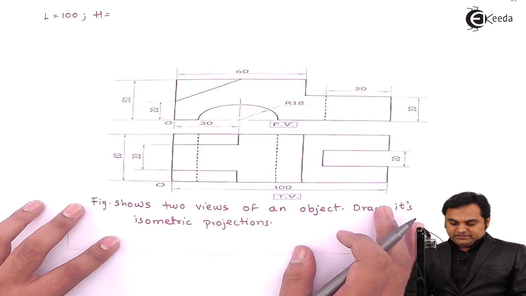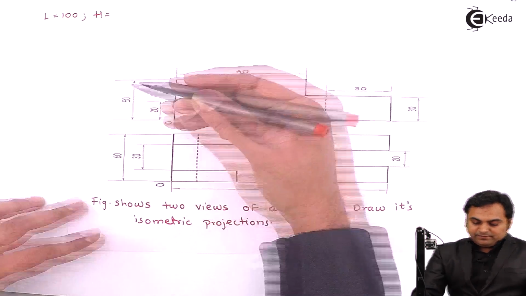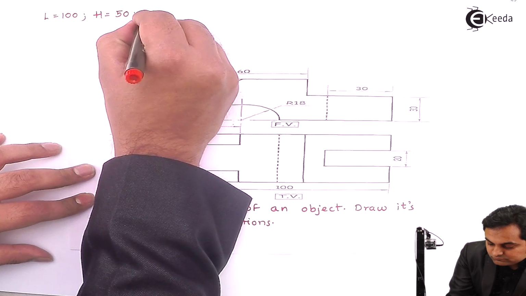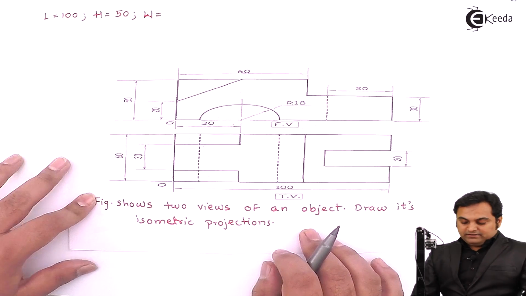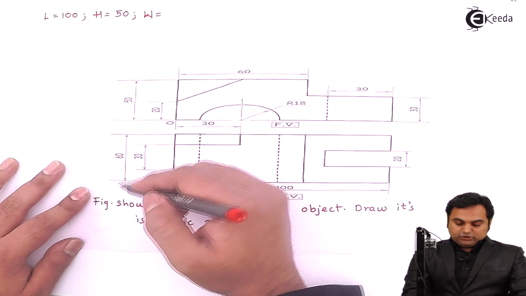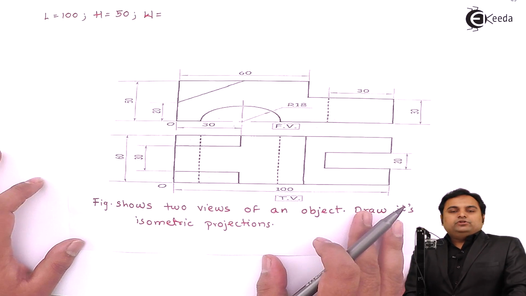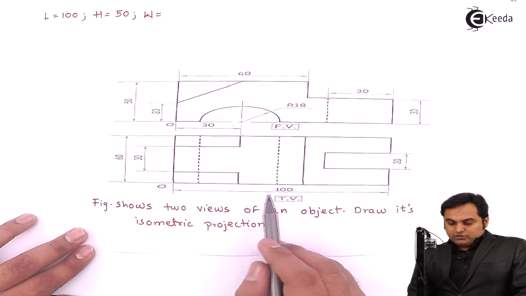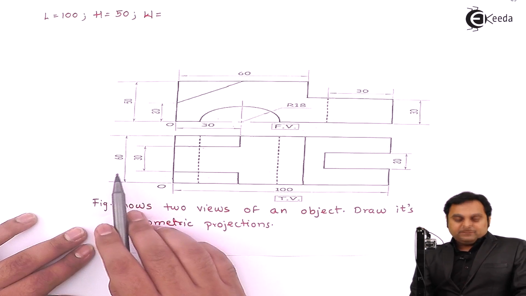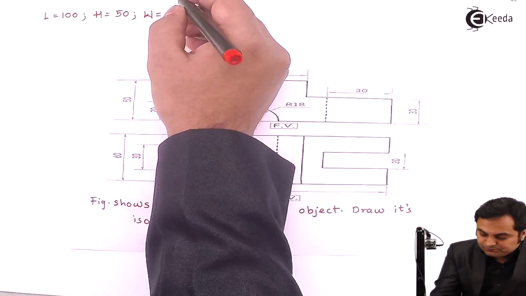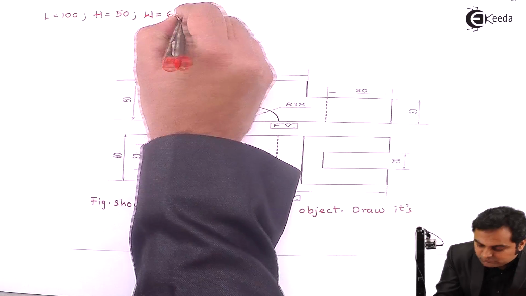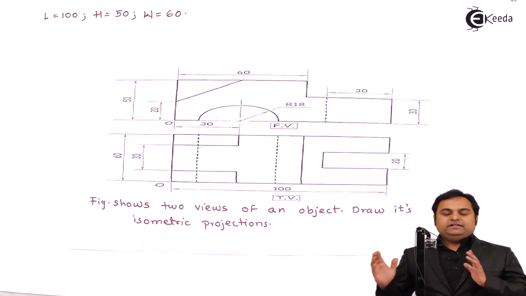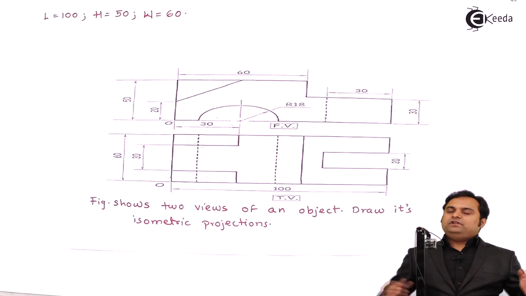Then the total height is 50 mm. And the total width, as I can see from the top view, because in case of top view the height is not visible but the length and width are seen. So length is 100 mm and the width is 60 mm. And now I'll explain the method how it should be drawn in a step-by-step manner. Let us get started.